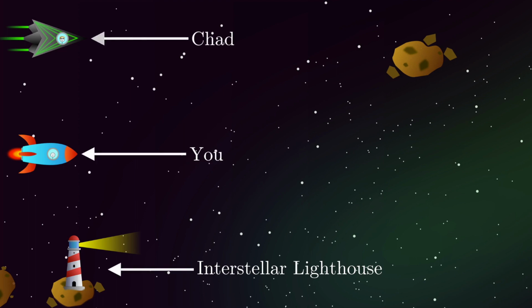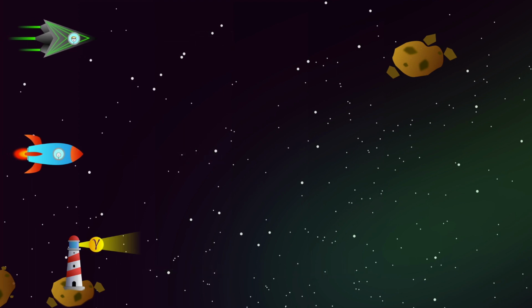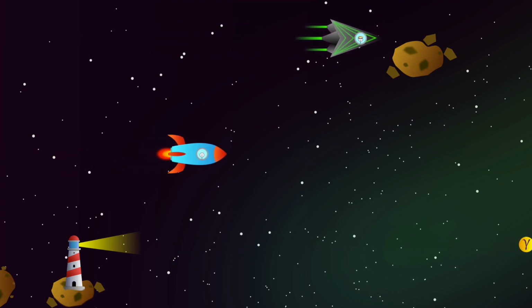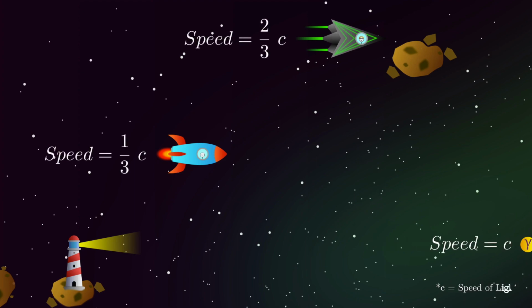The race begins at the Interstellar Lighthouse. You immediately blast off at 1/3 the speed of light, and your much cooler friend Chad shoots off at 2/3 the speed of light. Of course, you're no match for a photon coming from the lighthouse, which actually travels at light speed.